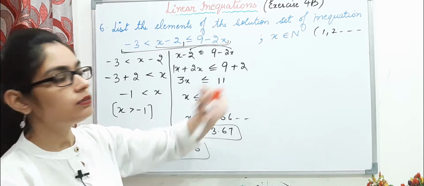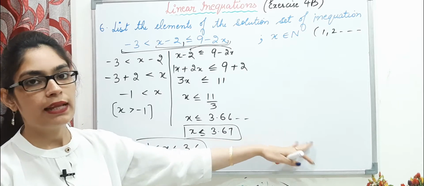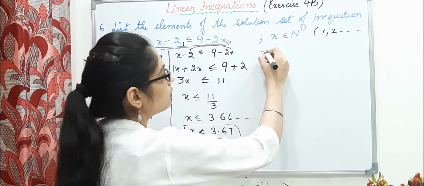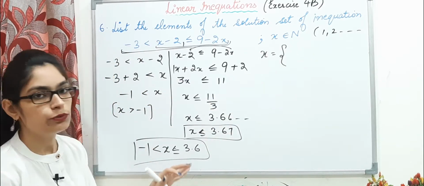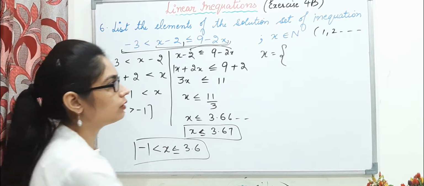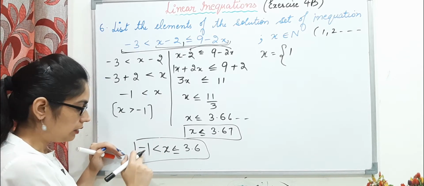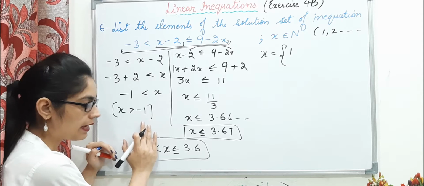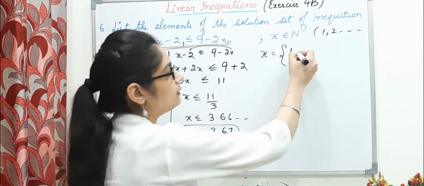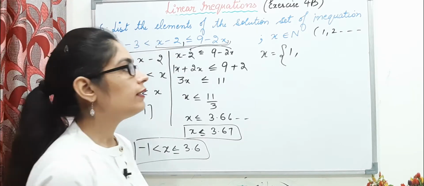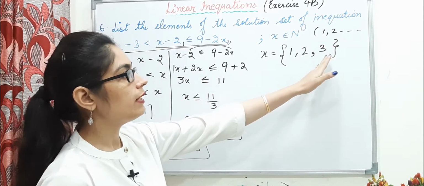But we have to only write the solution. See, in this question they haven't told us to represent it on the number line, only the solution set we have to write. So the solution set belongs to natural numbers, so only natural numbers we can write. Natural numbers start from 1, so from 1 only we can start. This side we can ignore because on this side all negative numbers are there. So minus 1 and 0 we cannot take, only natural numbers. So x is less than or equal to 3.6. All the natural numbers less than 3.6 we can write. So it is 1, 2 and 3, because 3 is also less than 3.6. So this we can include here.